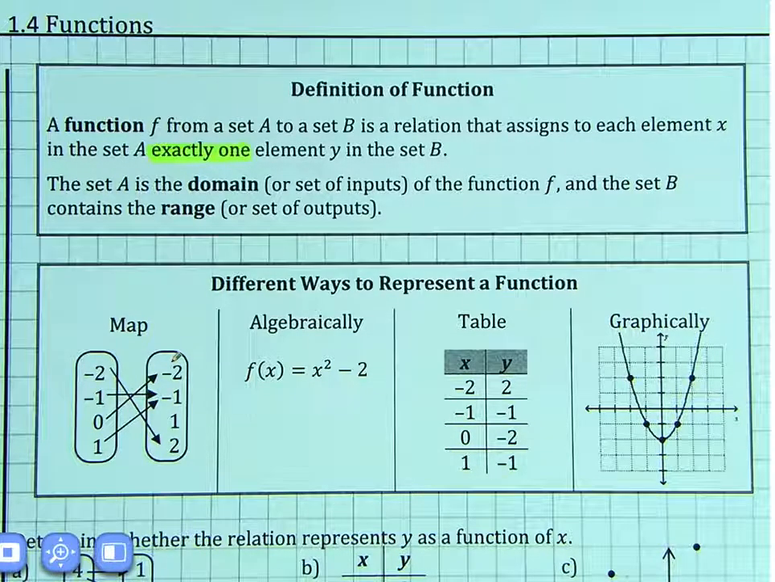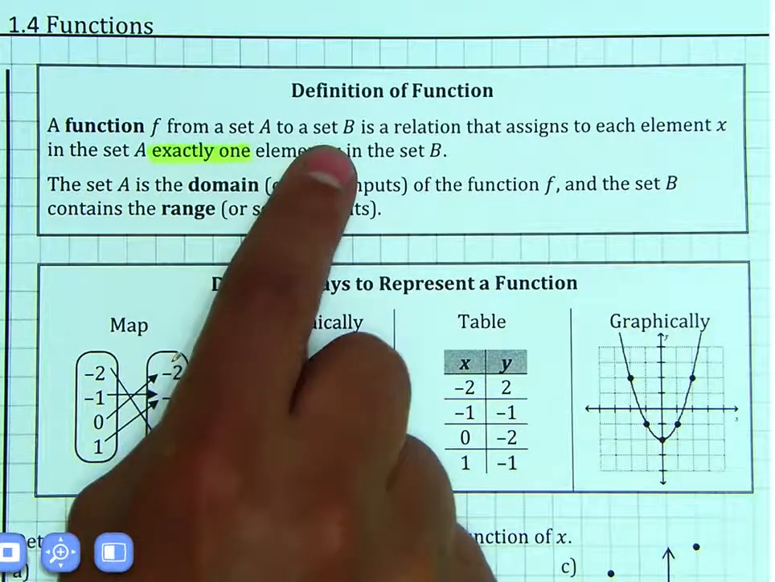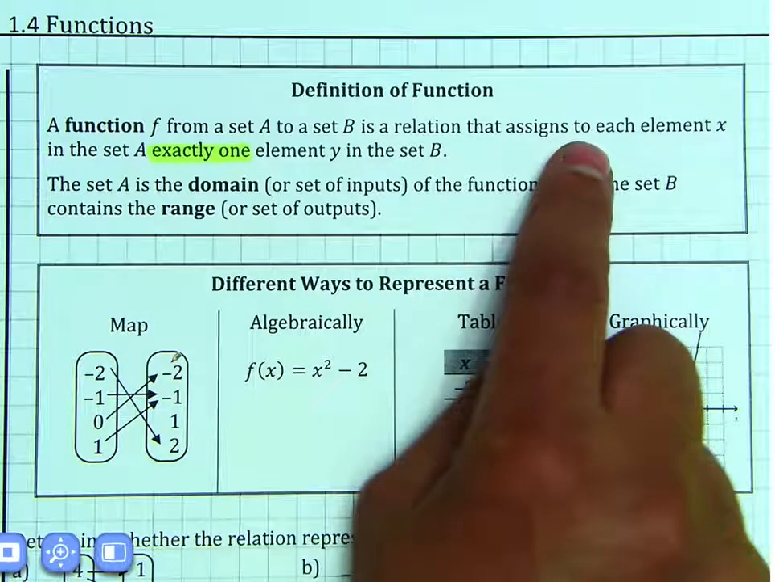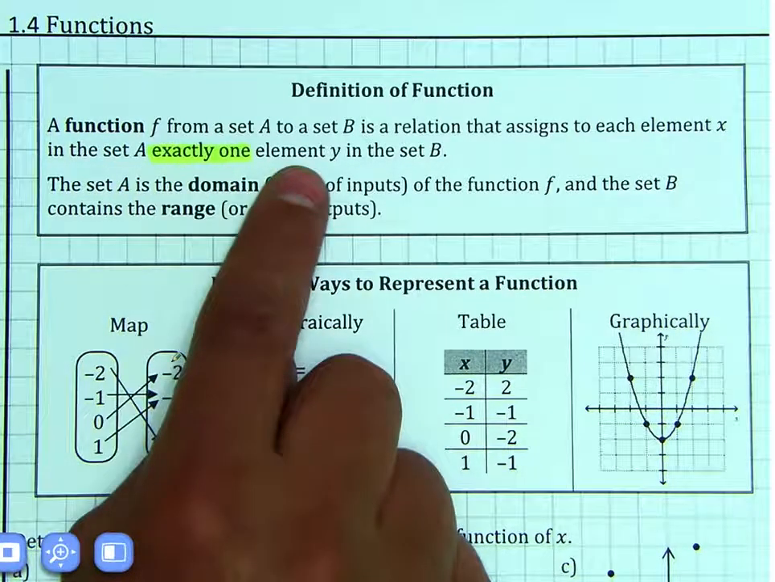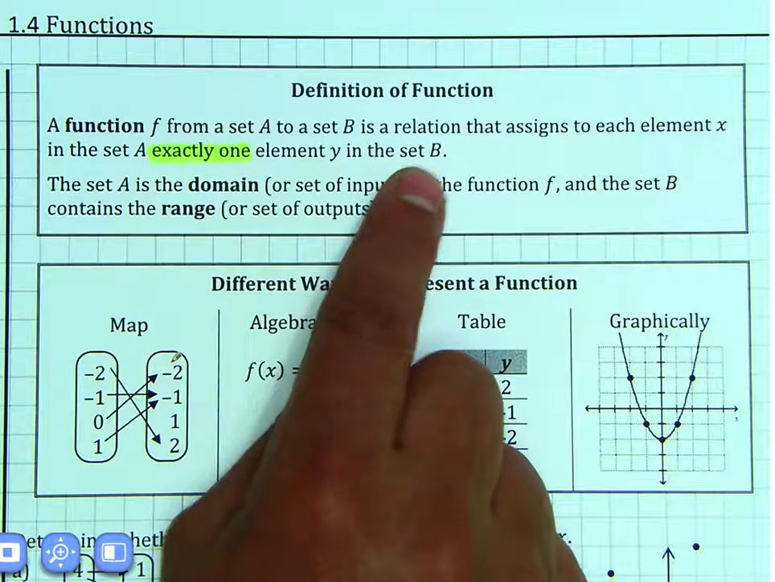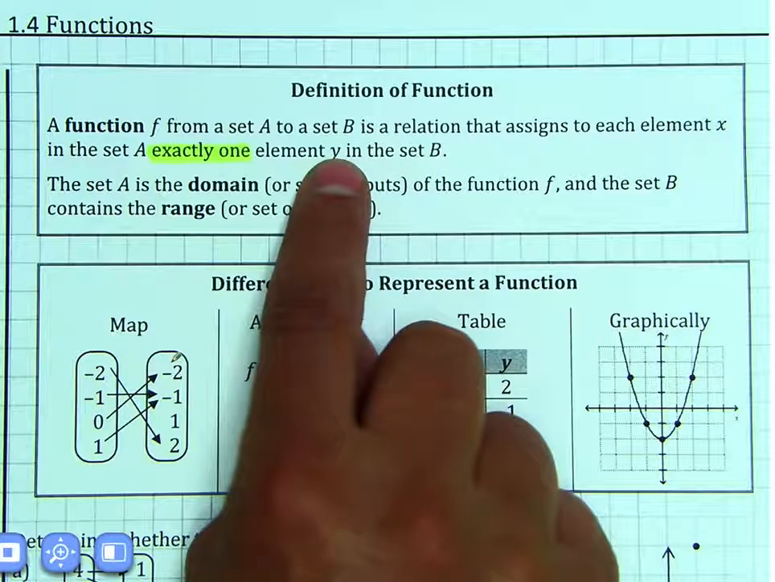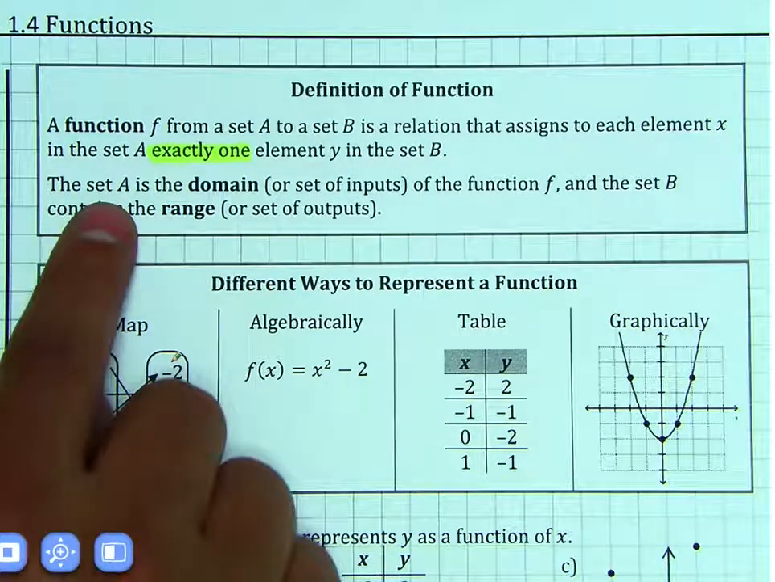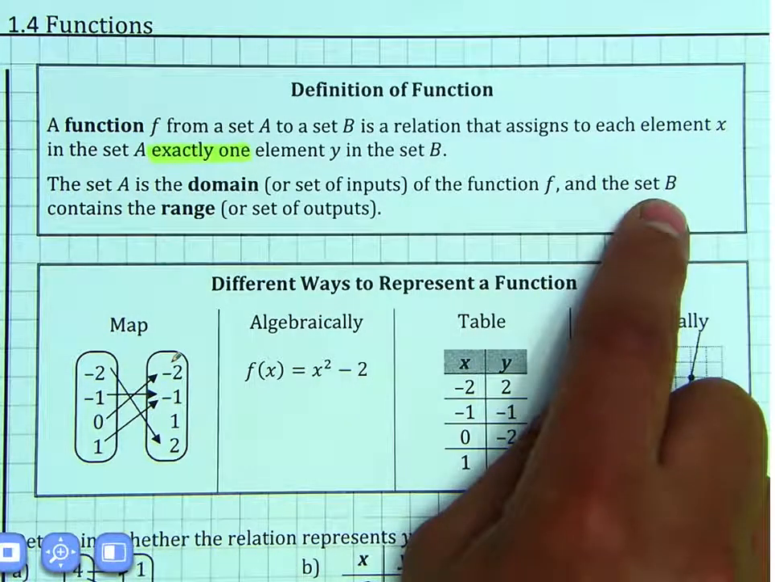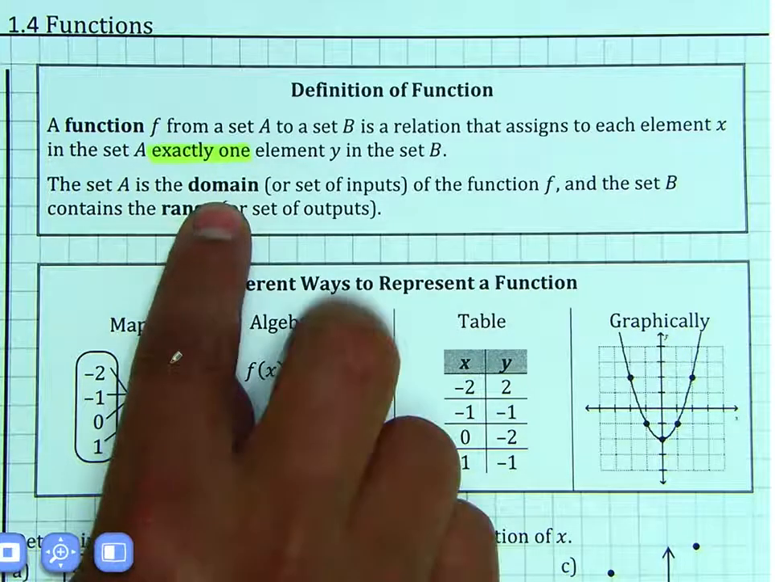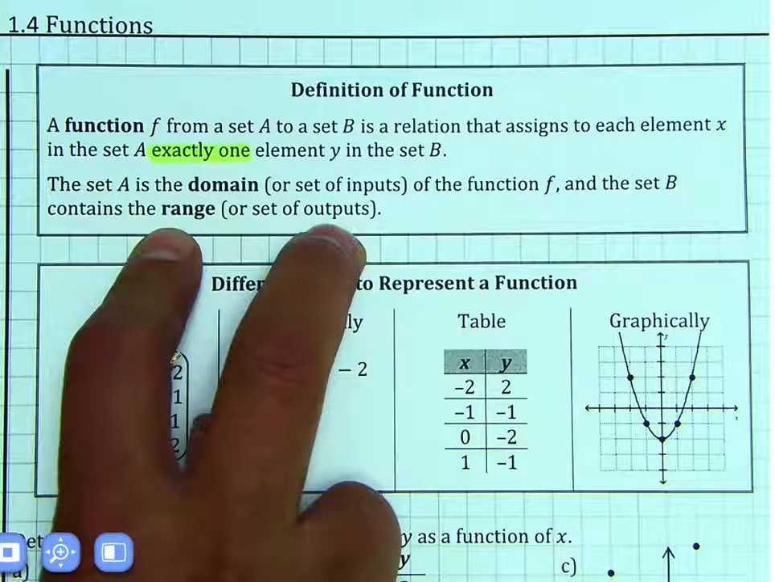Let's go through the definition first. A function f from a set A to a set B is a relation that assigns to each element x in the set A exactly one element y in the set B. So therefore each x can only be assigned once to y. And the set A is the domain or the several inputs of the function f, and the set B contains the range. Remember, your domain are your x values, your inputs, and your range are your outputs, which are your y values.